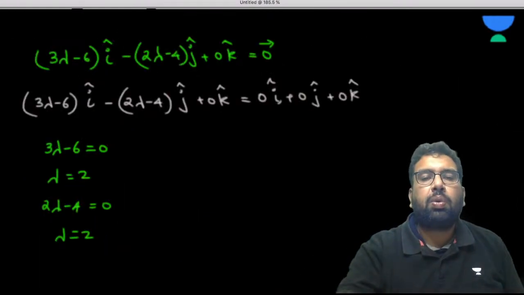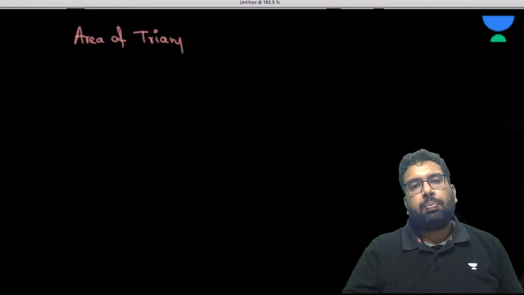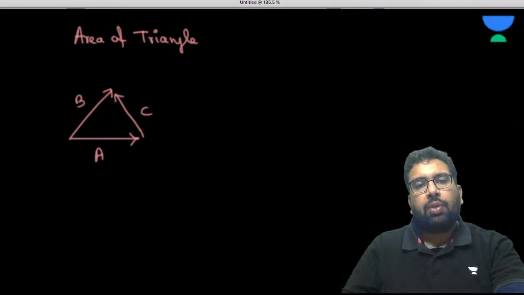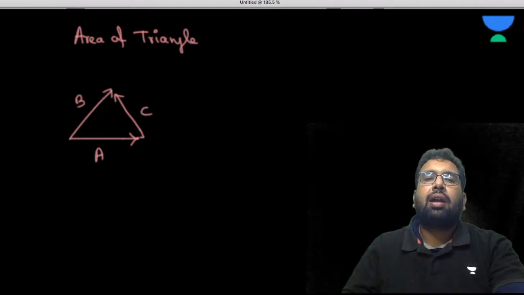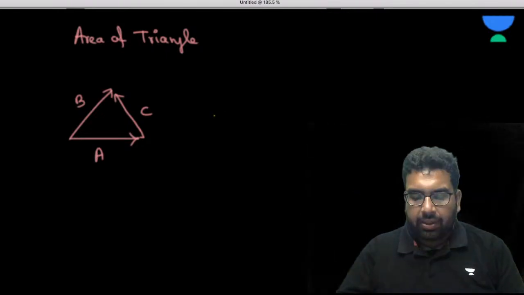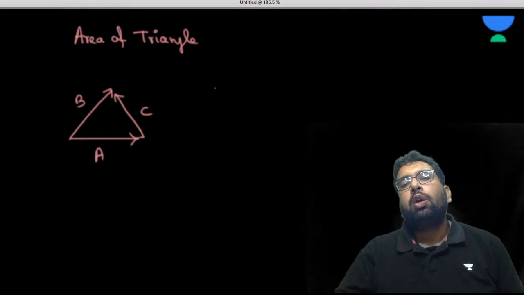So see, there is one more concept. If you want to find the area of a triangle, let's suppose we have a vector A, a vector B, and a vector C. If you want to find the area of this triangle, what can you do? What is the area of any triangle in general? The area of a triangle is half base into height.